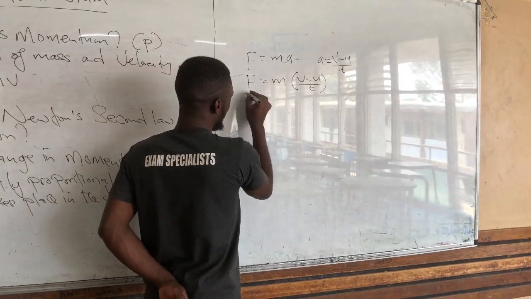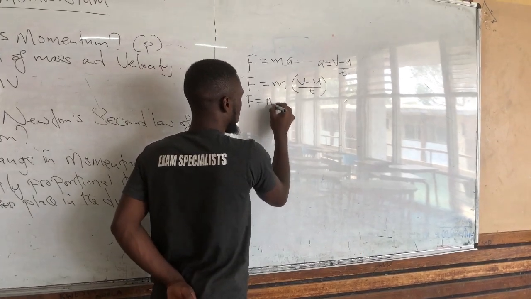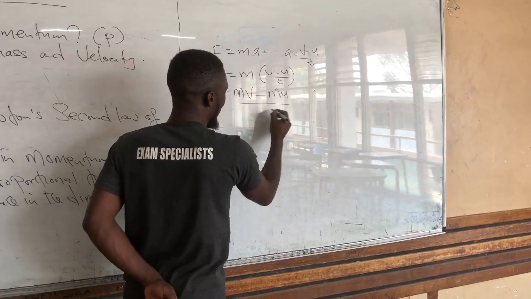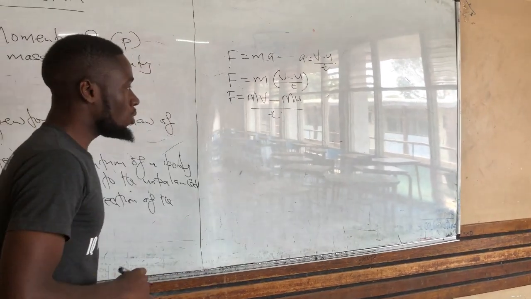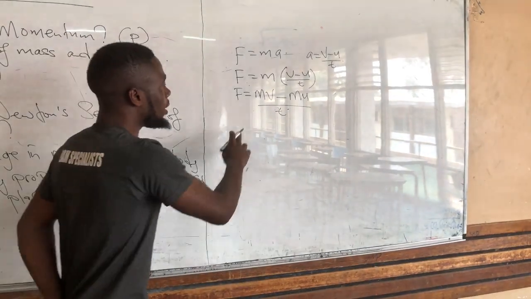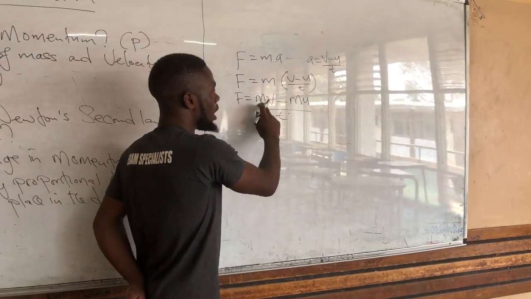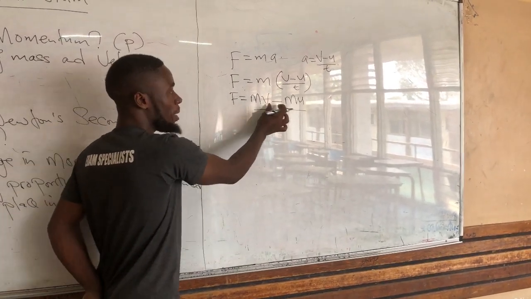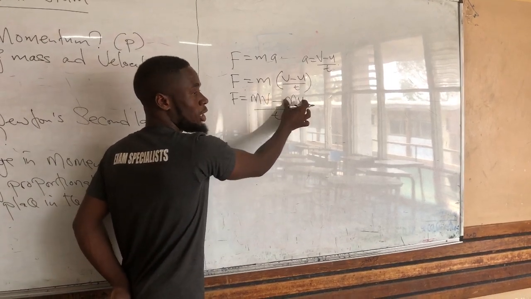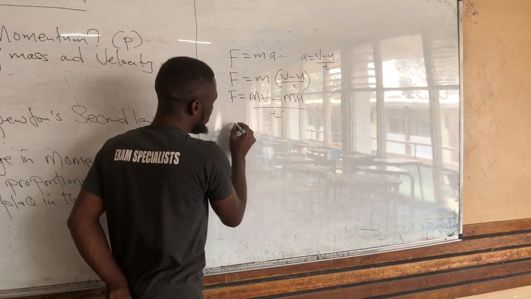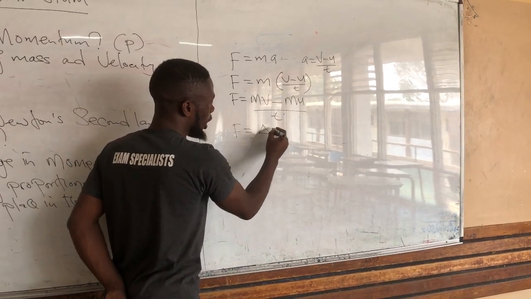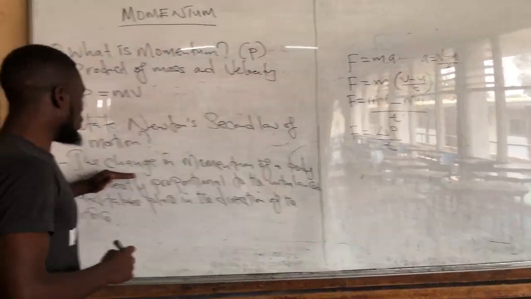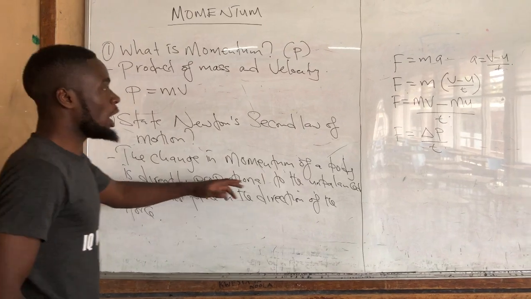So F is equal to mv minus mu over t. What is mv minus mu? This is the change in momentum: the final momentum minus the initial momentum. So F is equal to the change in momentum over time.